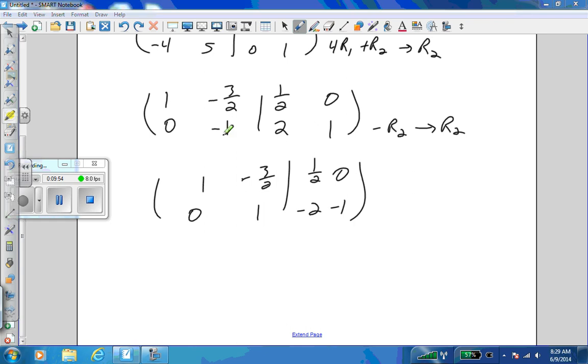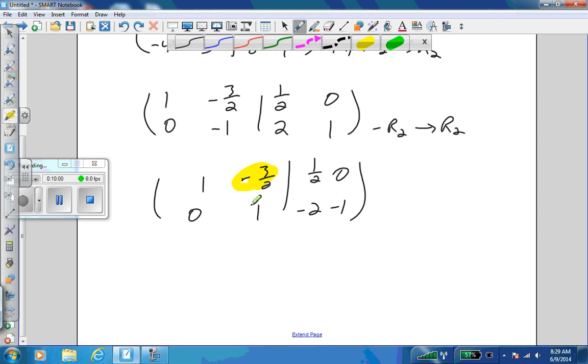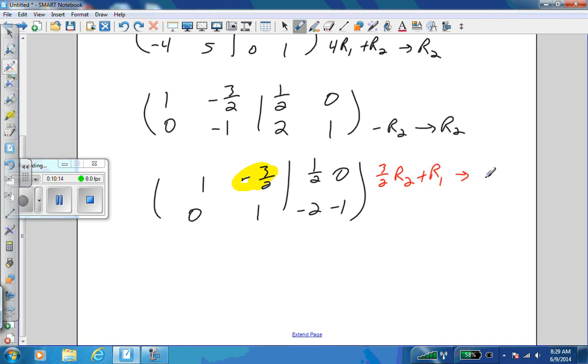So the only thing left to do is to get a 0 here. To get a 0 there, we need to utilize this pivot. If we had a positive 3/2, those would cancel out. So to get that, we would do 3/2 row 2 plus row 1 to give us our new row 1. So 3/2 times this is 0 plus that is 1. I guess we can go ahead and write down our bottom row because it's not changing.